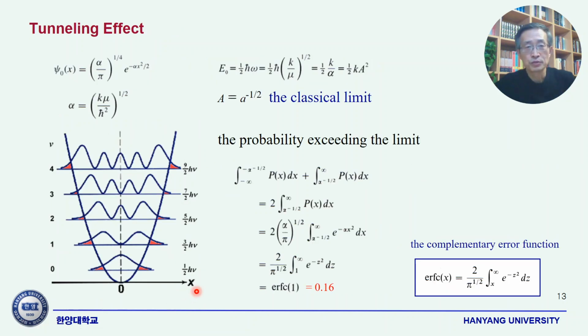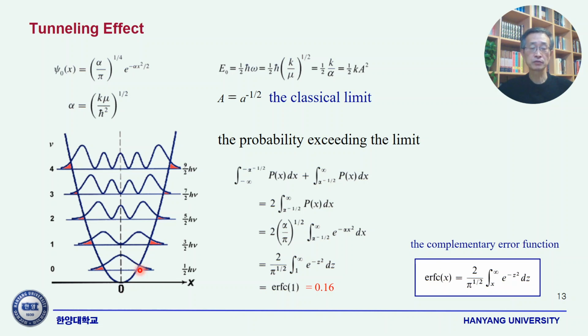Now we are going to talk about the tunneling effect. We'll just look at this psi 0. You see this red part? That is the probability you can find beyond the classical limit. The classical limit is just here, given by the potential energy within the potential.